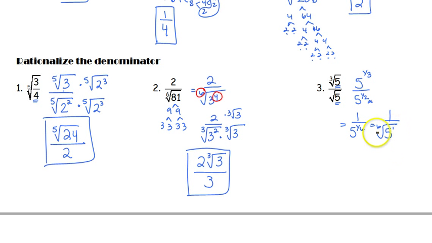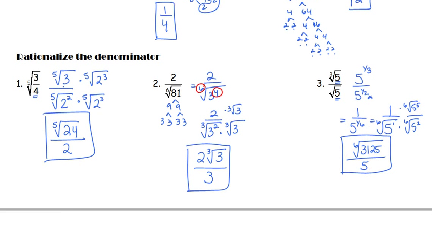I have 1 5. I need 6. So I have to multiply the top and bottom by 5 more. So that gives me the 6th root of 5 to the 5th. And 5 to the 5th is 3,125 all over 5. Alright, let's go ahead and turn over to the next page.